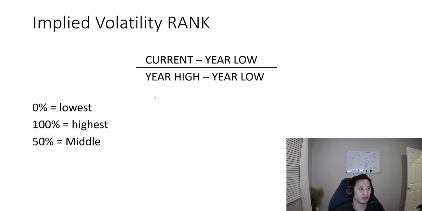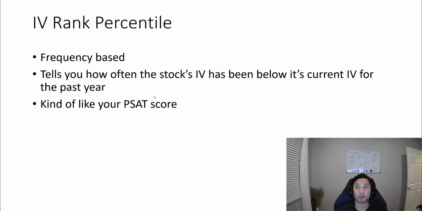So another metric they use is IV rank percentile, and this is more frequency based. For example, if you have one day that's super low, that can kind of throw it off, right? So this is more of how you rank compared to the rest of the days in the year. It's kind of like your PSAT score, where you get, oh, I tested 99 percentile. That means you're the top out of 100. Versus if you're at 50%, you're in the middle based on frequency, not based on the values.